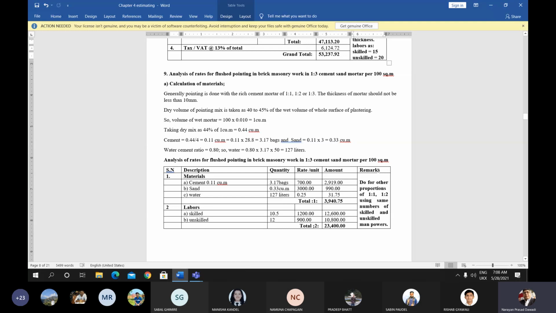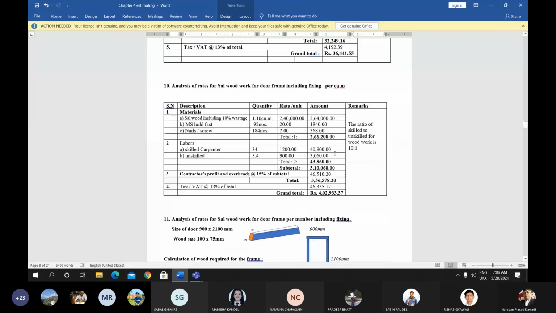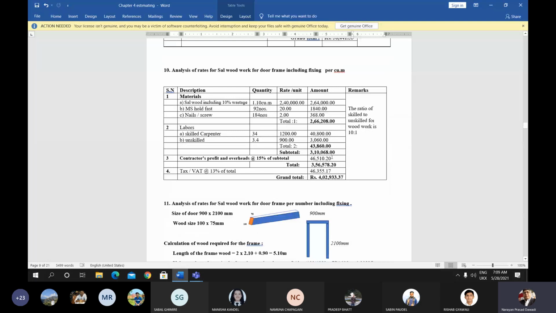Plastering can be done in 1 is to 6, 1 is to 5, 1 is to 4, but pointing cannot be done in 1 is to 6 and 1 is to 5 ratio. It is done in rich cement mortar of 1 is to 1, 1 is to 2, or 1 is to 3. Please remember this. Now, next, analyze the rate for solid wood for door and window frame.